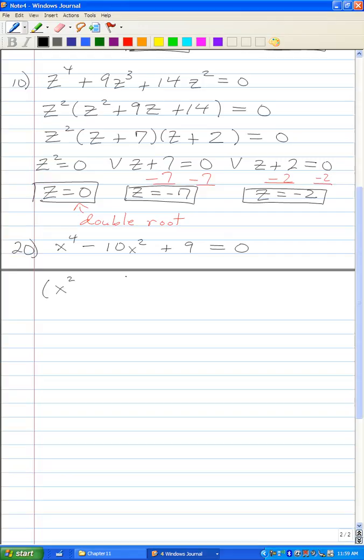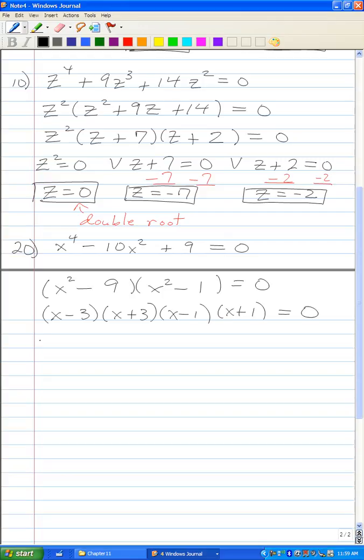So let's bring down the x squared. Minus times plus is minus. So I want two whole numbers whose product is 9 and whose sum is 10: 9 and 1. But each of these is a difference of squares. So I can use my special product formula to factor each of these. So this factors into x minus 3, x plus 3, the product of the sum and difference of two terms. And this factors into x minus 1, x plus 1.